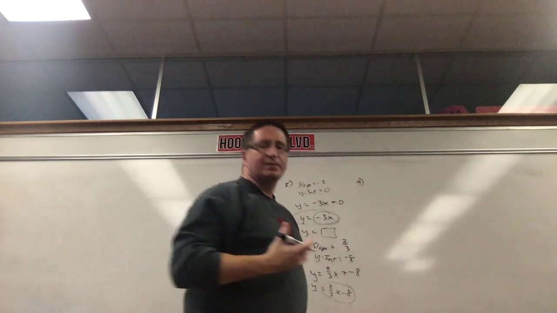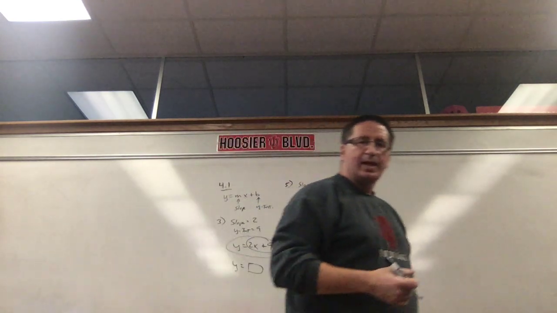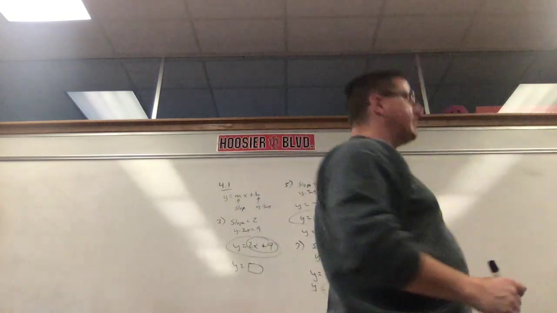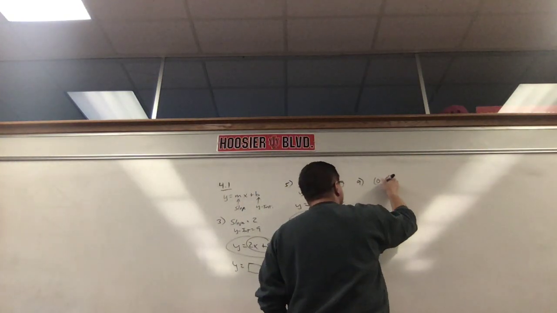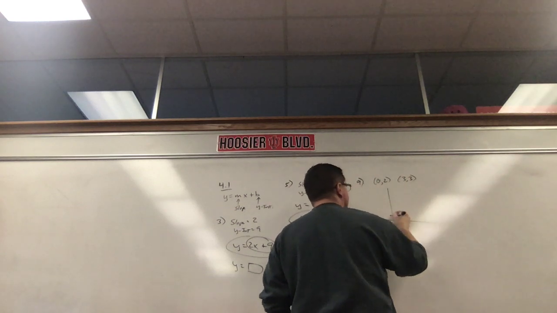Okay, question number 9. They give us a picture of a line, and they ask us to write the equation of the line in slope-intercept form. It goes through the points (0, 2) and (3, 3). Okay, so let's see. 1, 2, 3.